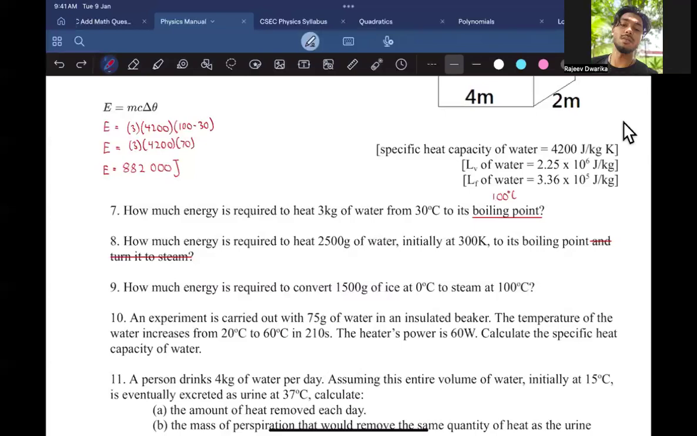Okay. And what were the points I made you all copy down? E is equal to mc delta theta. Change in temperature, not in state. Theta does not matter if it is in degrees Celsius or Kelvin. C of water is 4200 joules per kg Kelvin. That's a unit. Mass is in kg. Delta theta just means change in temperature.